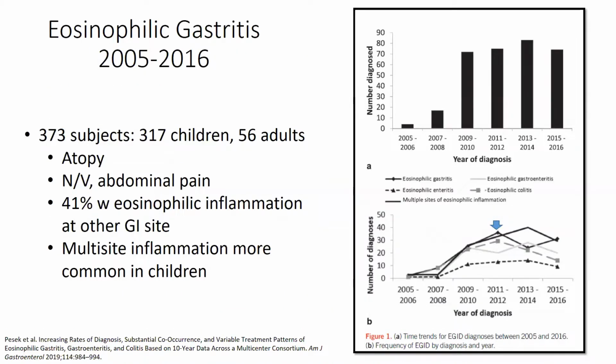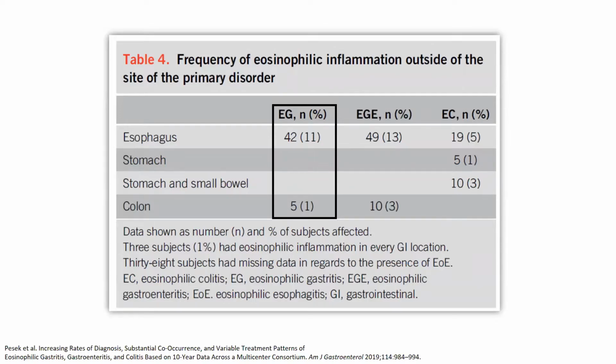Now, diagnosis of eosinophilic gastrointestinal disorders, including eosinophilic gastritis, as indicated by the blue arrow, have increased since 2007. Typically, patients present with nonspecific symptoms, including nausea, vomiting, abdominal pain, but they usually have an associated history of atopy. 41% of the patients exhibit eosinophilic inflammation in other sites of the GI tract, and this multi-site inflammation tends to be more common in children.